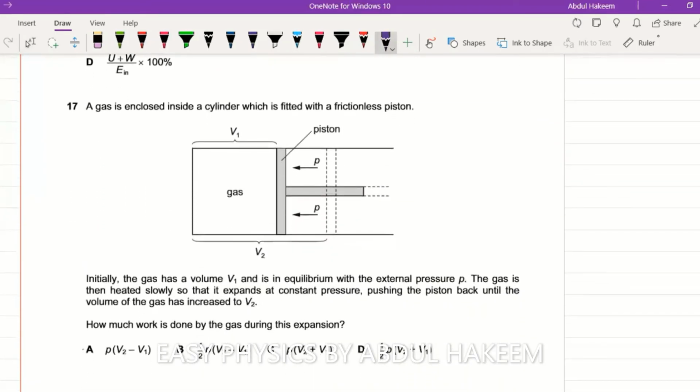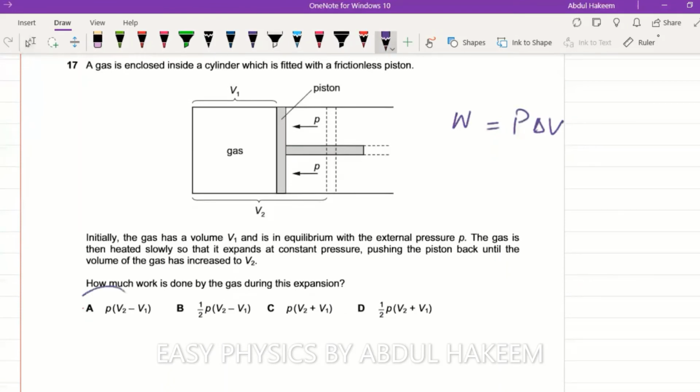And the next, 17. A gas is enclosed inside a cylinder which is fitted with a frictionless piston. Initially, the gas has a volume V1 and is in equilibrium with external pressure P. The gas is then heated slowly so that it expands at a constant pressure, pushing the piston back until the volume of the gas has increased to V2. How much work is done? So we have done in the theory that the work done on or by the gas is pressure multiplied by change of volume. So this is the answer.